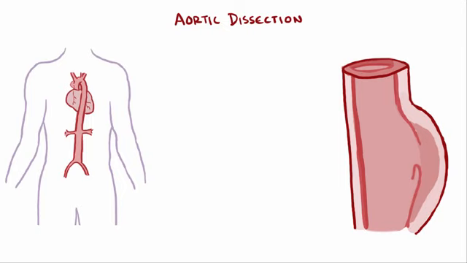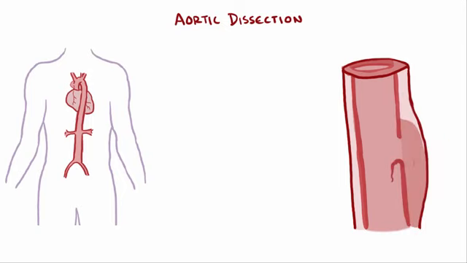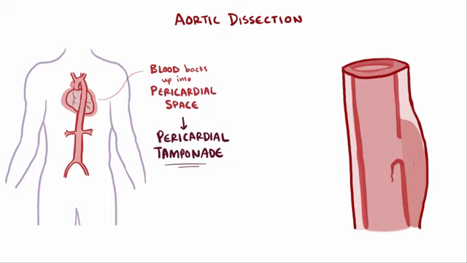Aortic dissections cause a whole whackload of other problems too. A lot of complications are related to where the blood in the false lumen flows. The blood could flow back up the aorta to the heart and enter the heart's pericardial space, filling it with blood and causing pericardial tamponade, a really, really bad and potentially fatal situation.